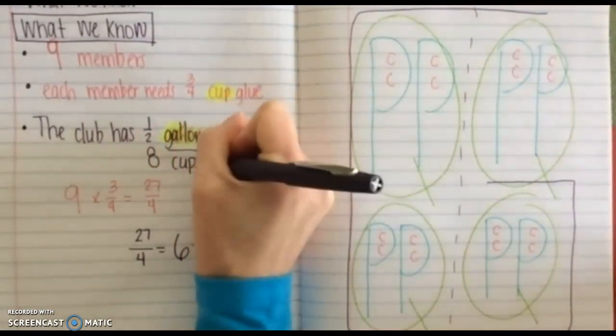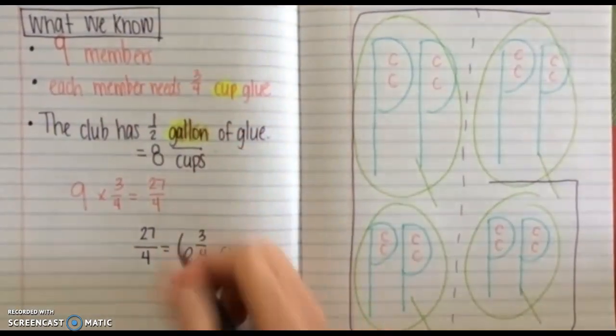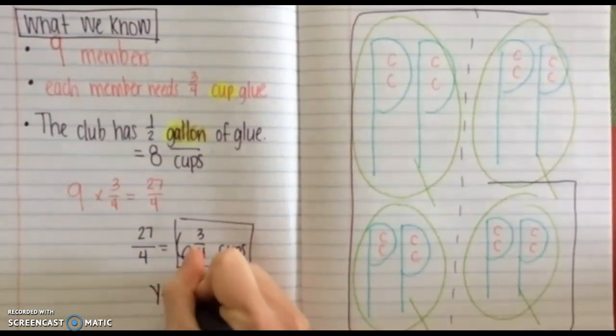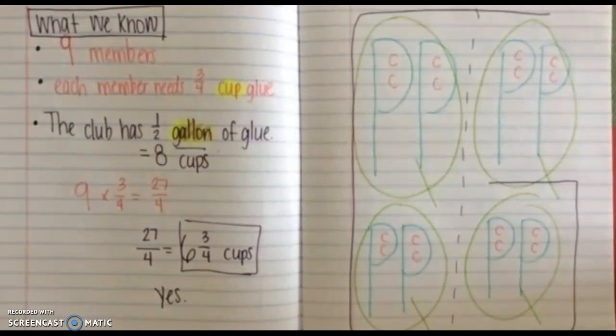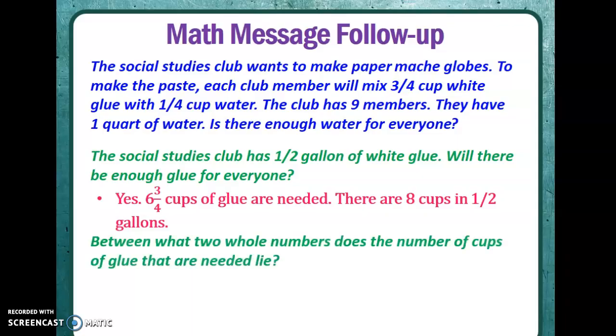1/2 a gallon is the same thing as 8 cups, and they're asking us, do we have enough? Well, they only need 6 3/4 cups, so the answer is yes, we actually have enough. We have a little bit extra. The next question asks us, between what two whole numbers does the number of cups of glue that are needed lie? Pause the video while you figure that out.